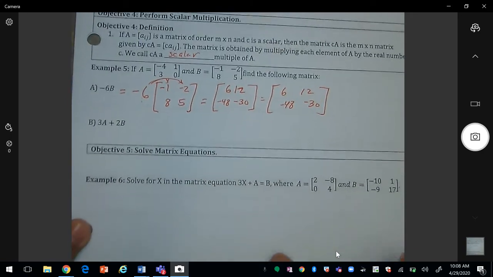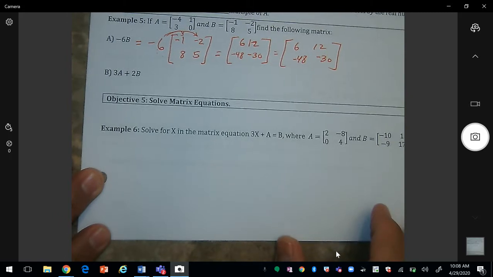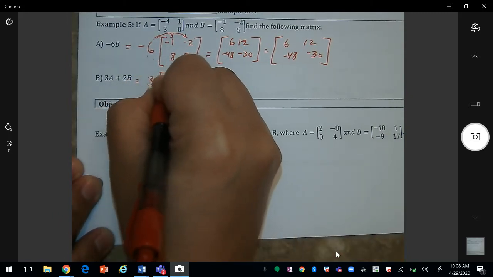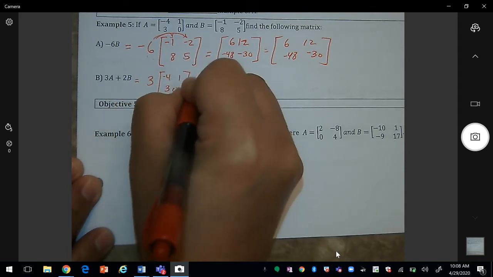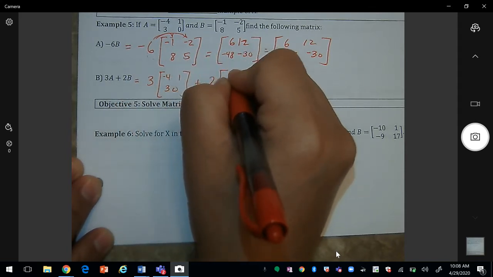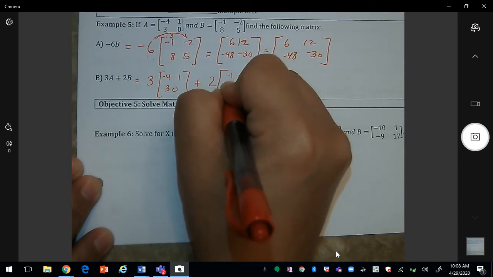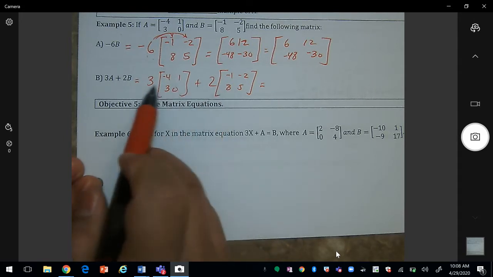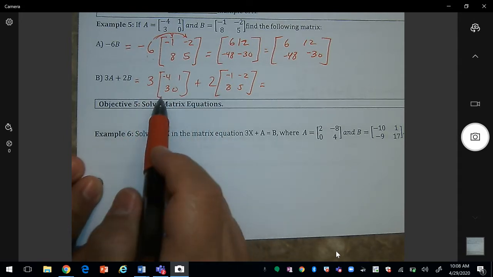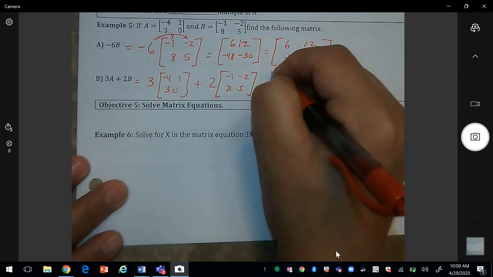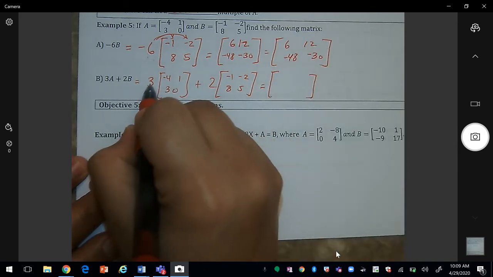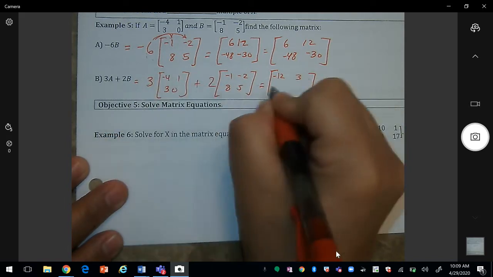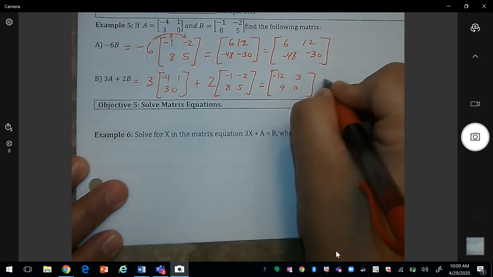Okay, so the next one, we have 3 times A plus 2 times B. Always check the orders. This is 2 by 2, 2 by 2. Even if we multiply by a scalar, it's still going to remain the same order. So we can multiply. So 3 times -4 is -12. 3 times 1 is 3. 3 times 3 is 9. 3 times 0 is 0.